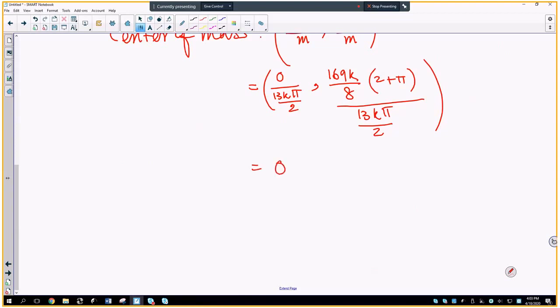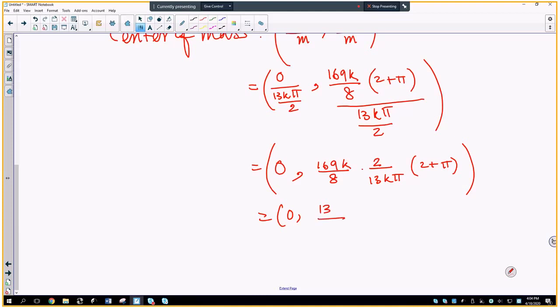So clearly the x coordinate is 0. The y coordinate, I see that I can write it as 169 k over 8 times 2 over 13 k pi times 2 plus pi. So that's 0 comma, let's simplify. 13 and 169 will cancel each other, k and k will go away, so I will get 13 over 2 and 8, so I will get 4 pi. So this is 13 over 4 pi times 2 plus pi as the center of mass of this lamina.